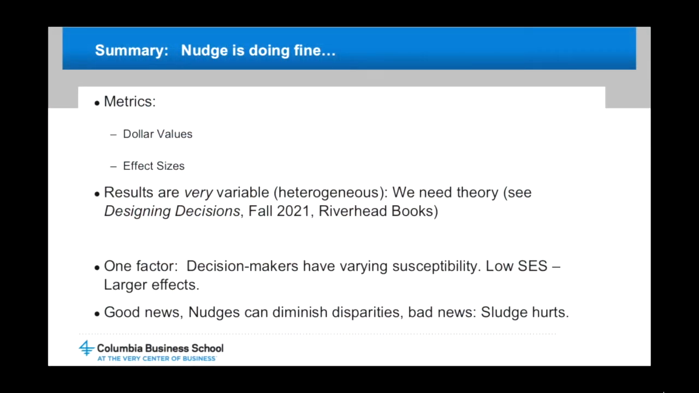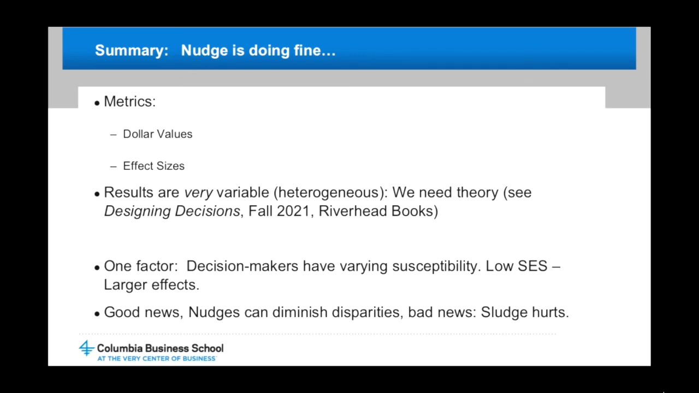Okay, one factor that accounts for this variability is people's different susceptibility. Low SES people show larger effects of choice architecture. This is actually important. It has good news. Nudges can diminish disparities, but there's really very serious bad news here.